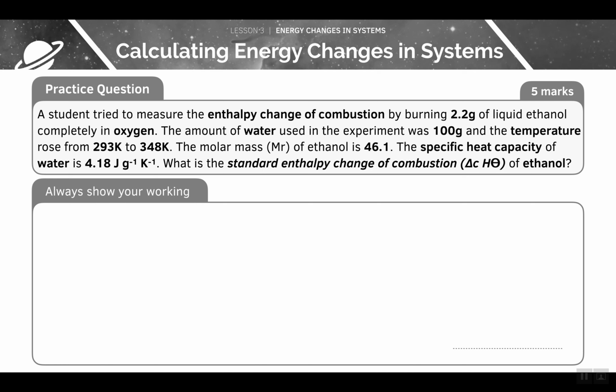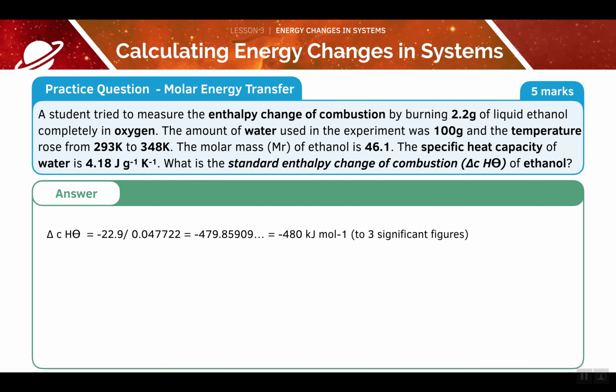So let's have a go at another practice question. Try it yourself before we go through it together. The answer to this question is minus 480 kilojoules per mole. Let's work through it together step by step and see how we got there.